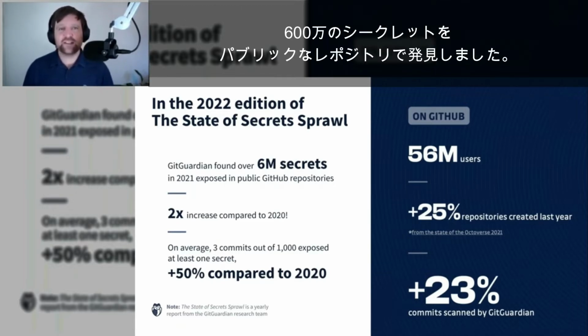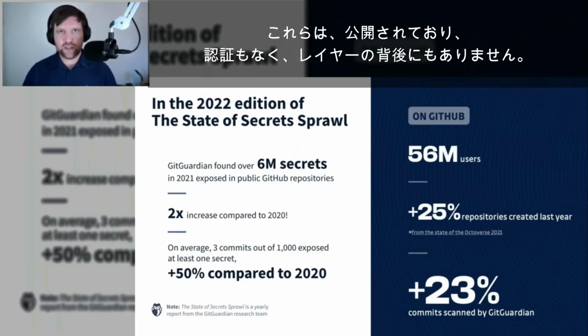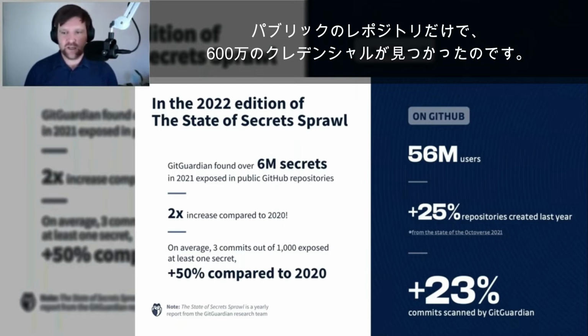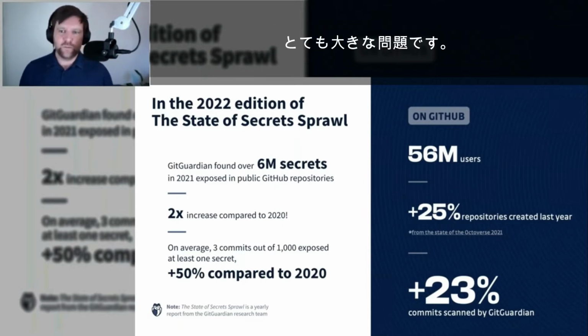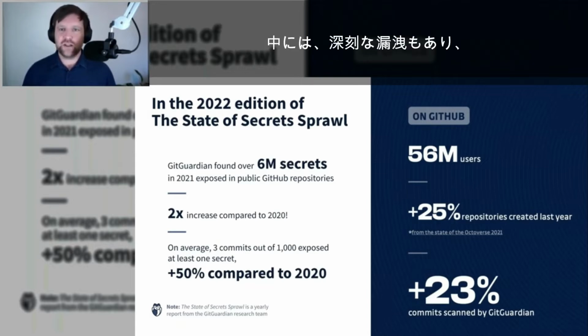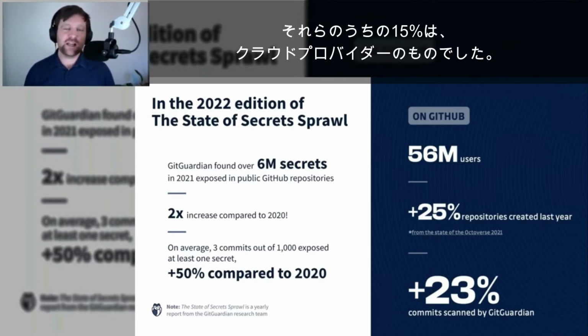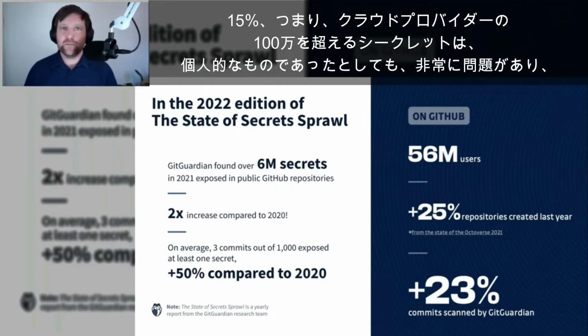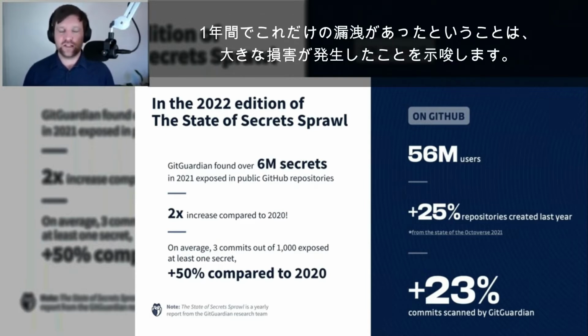Well, we found 6 million secrets publicly. This is out in the open, no authentication, not behind any layers, sitting out in the public. We found 6 million credentials here. So huge problem. As an attacker, it gives you a lot of options. Now, these range in severity, but I can tell you that 15% of them were for cloud providers. So over 1 million secrets for cloud providers, which even if it's personal, is still highly problematic and you can do a lot of damage, were leaked last year publicly on GitHub.